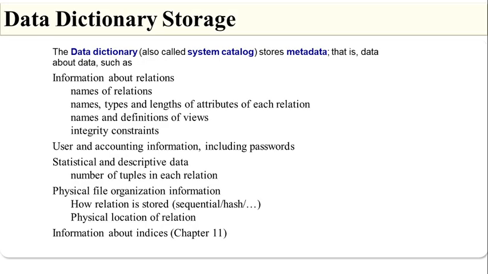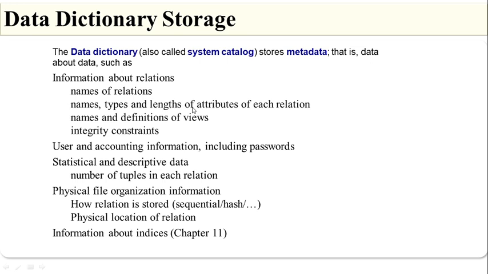Okay. And data dictionary storage, if you consider, the data dictionary is also called a system catalog, and it stores the metadata. Metadata is how many columns it has, the name of the column, the type of the column, and constraints on particular attributes. So that is called the metadata.